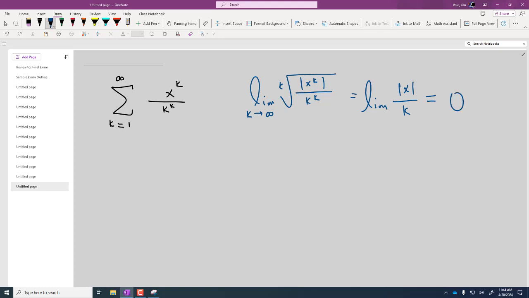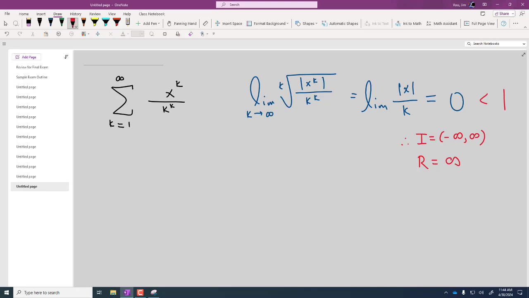And what is this limit? 0. Because the absolute value of x has nothing to do with k. K is in the bottom, so these fractions go to 0. And then we compare it to 1. And I heard somebody say that this is true always, right? 0 is always less than 1. So therefore, our interval of convergence is all reals. And what would we say the radius of convergence is? Infinity. That make sense?